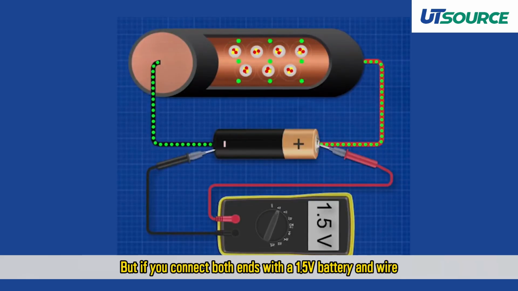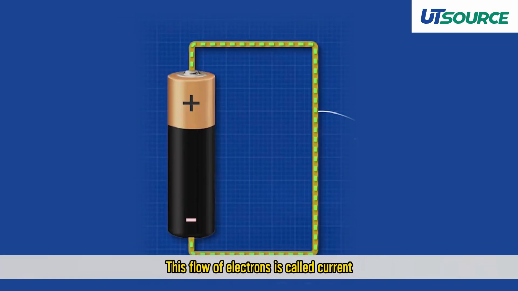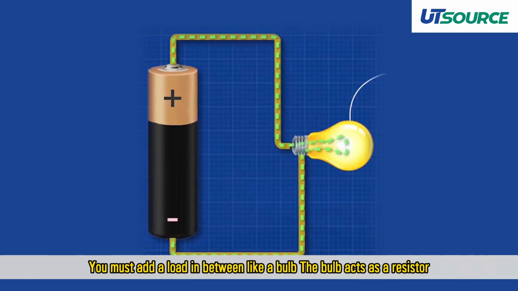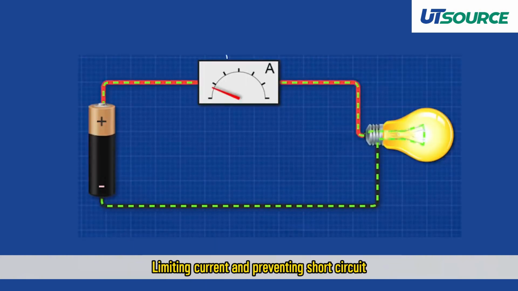But if you connect both ends with a 1.5 volt battery and wire, now there is a 1.5 volt difference across the copper. This voltage difference forces electrons to move in one direction. This flow of electrons is called current. Of course, connecting directly causes a short circuit. You must add a load in between like a bulb. The bulb acts as a resistor, limiting current and preventing short circuit.